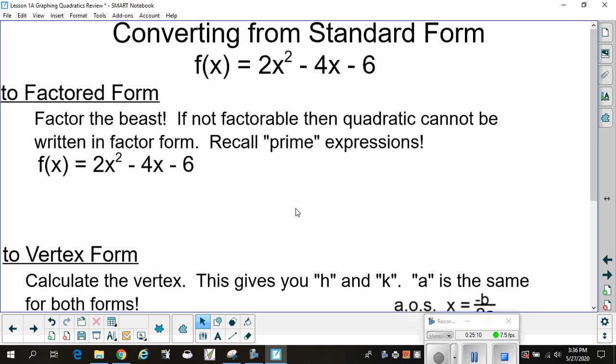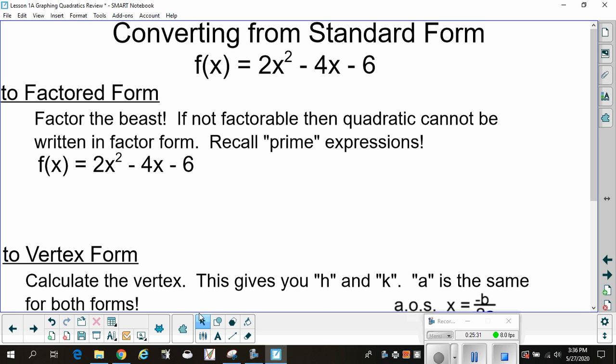Converting from standard form to factored form and to vertex form. This is just converting back and forth. For this one, converting to factored form from standard, factor the beast. If it's not factorable, then the quadratic cannot be written in factored form. It's that simple. Recall prime expressions, and you would just say prime.